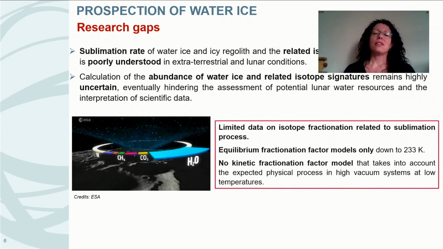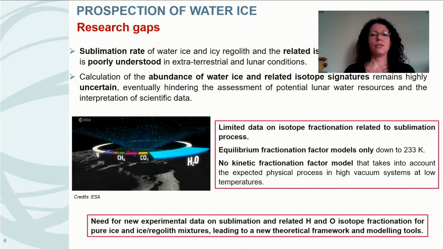There is also limited thermodynamic and kinetic data at low temperatures, and the equilibrium isotope fractionation factor models were extracted from experiments only down to 233 kelvins. To our knowledge, there is not a kinetic isotope fractionation model that takes into account the expected physical processes in high vacuum systems at low temperatures. So there is a need for experimental data on sublimation and related isotope fractionation for pure ice and ice-regolith mixtures, leading to a new theoretical framework and modeling tools.